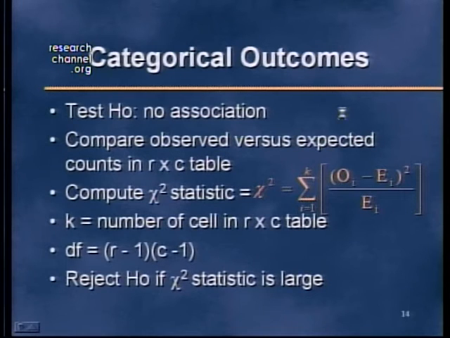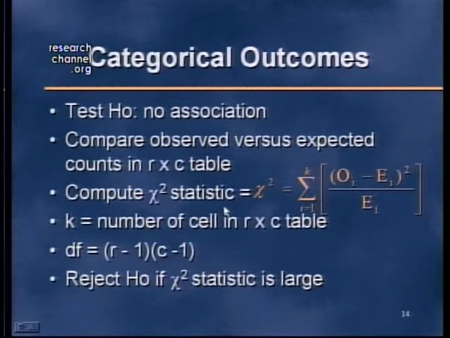So our test is one that's looking at whether or not there's a difference in distribution between groups, or whether there's an association between an outcome of interest and group. So our null hypothesis is stated as no association between outcome and group. And we'll look at data that are displayed in R by C contingency tables that compare a categorical outcome versus a group, three or more groups. And our purpose, again, will be to compare the observed counts in the cells of the R by C data with the expected counts, those that we would expect if there was truly no association between the outcome and group.